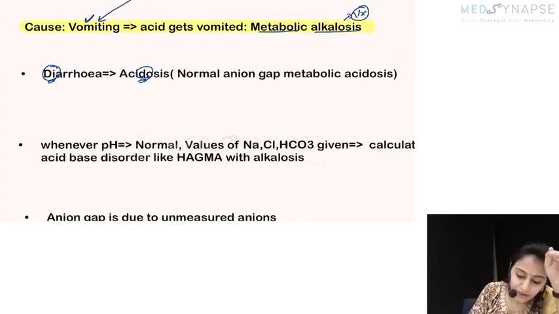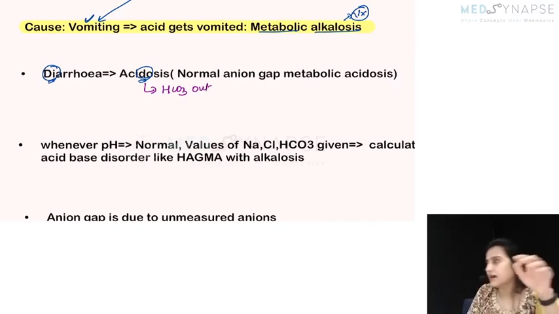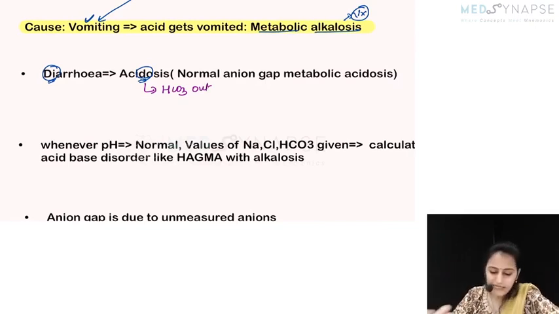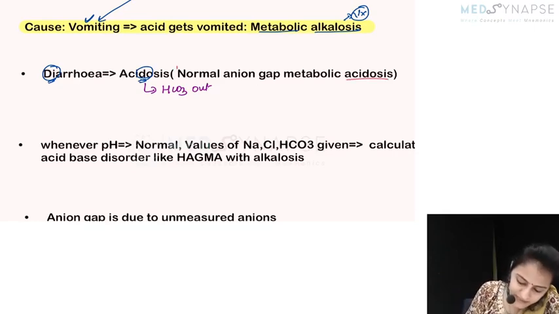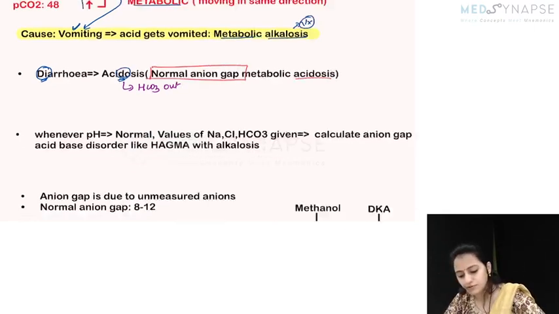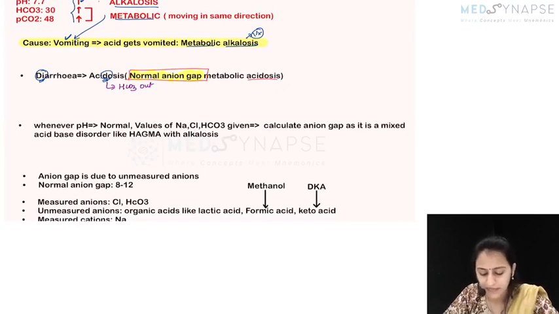Why does acidosis happen in diarrhea? Because when diarrhea is happening, what is going out from the intestine? Bicarbonate going out. There's chloride and bicarbonate exchange. So remember, it is acidosis. And what type of acidosis is it? Normal anion gap, right? We'll come to normal anion gap acidosis later. Remember that diarrhea is NAGMA, normal anion gap metabolic acidosis.